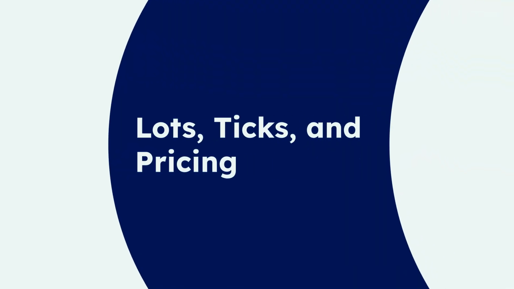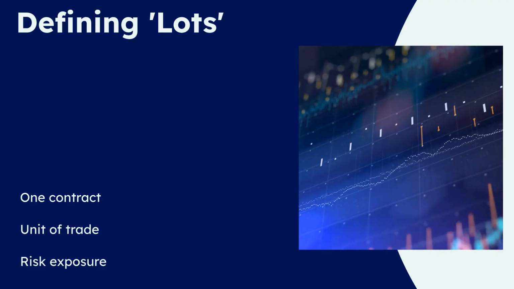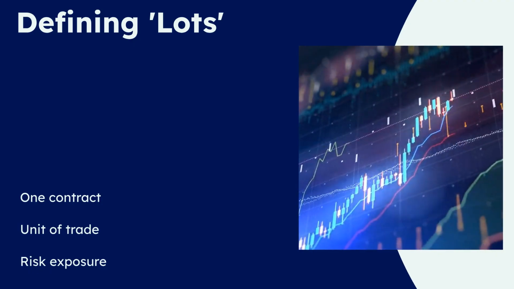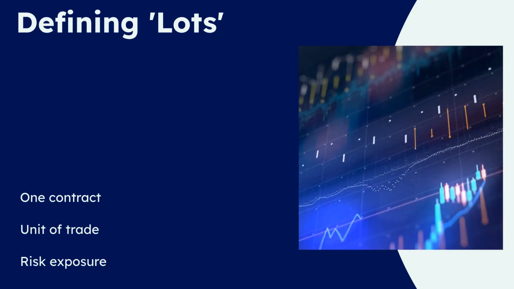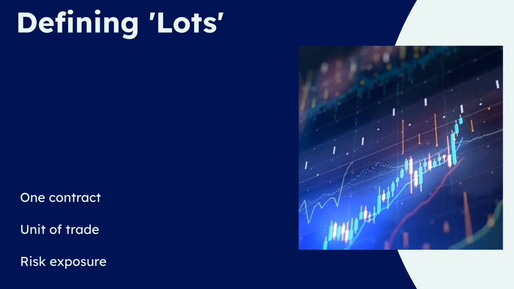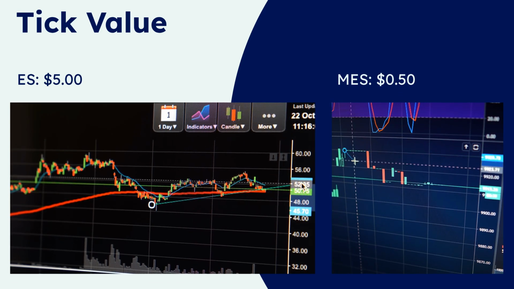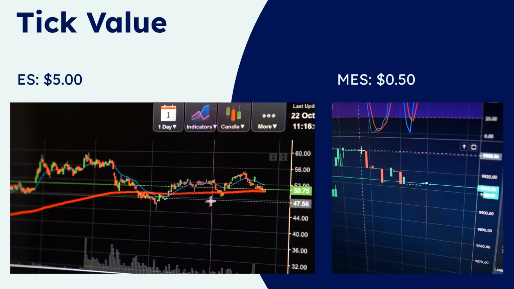Understanding lots, tick values, and pricing mechanics is vital for futures traders to accurately calculate profits and losses. In futures, a lot simply refers to one contract. Whether you trade ES or MES, you are trading one contract, which represents a specific unit of the underlying asset. The smallest price movement is called a quote tick. For the E-mini ES, one tick is 0.25 index points, valued at $12.50.